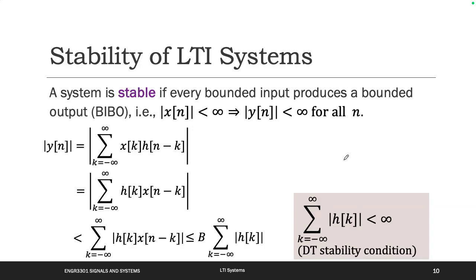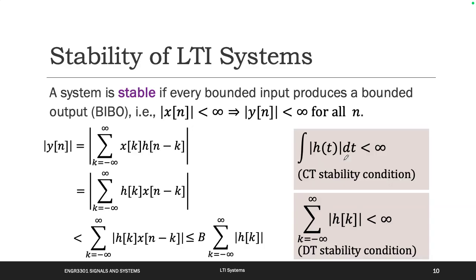That makes sense to you? Okay. For the CT, it's a similar thing. Using this equation, for the DT-LTI system, if your impulse response can make this work, then your LTI system is stable. If your CT-LTI system is stable, this condition will work. That makes sense to you?